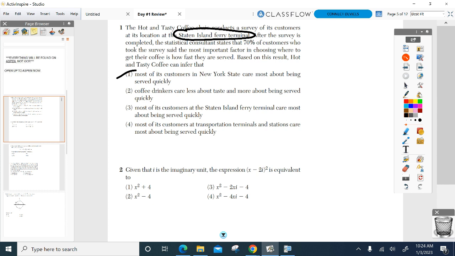So if I go through the choices right now, which one only pertains to the Staten Island Ferry Terminal? And that's going to be choice 3. Can't say coffee drinkers. That's every coffee drinker we're talking about. And I can't say most of the customers at transportation terminals because I'm only at one of them. Are we good on why I'm picking that for number 1? I only gave the survey to the Staten Island terminal, not anybody else. So we all good? All right, it tries to throw you off your game a little bit.